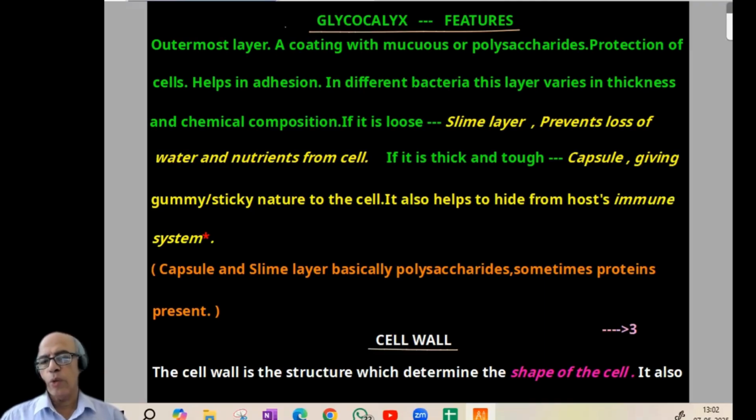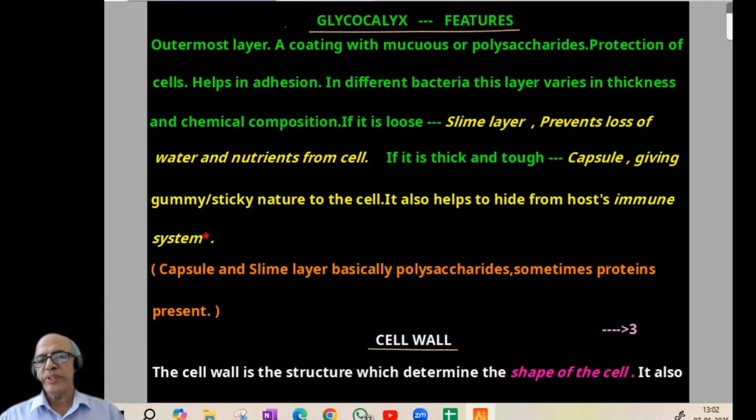If it is thick and tough, then the term we use is capsule, giving a gummy or sticky nature to the cell. Similarly, it also helps to hide from the host immune system, important for the exam. I think those 2 layers are clear. Now, one more point regarding capsule and slime layer. Basically, polysaccharide, sometimes proteins are also seen. I think the idea is clear. Now we can enter into the second layer, that is cell wall.